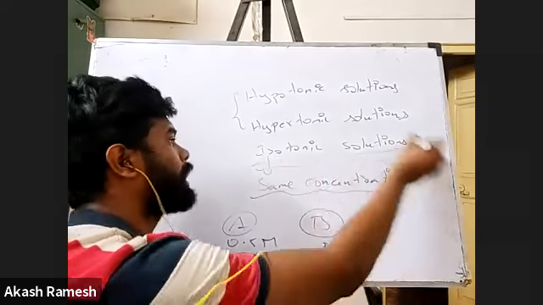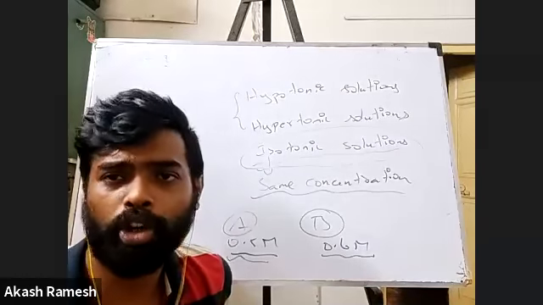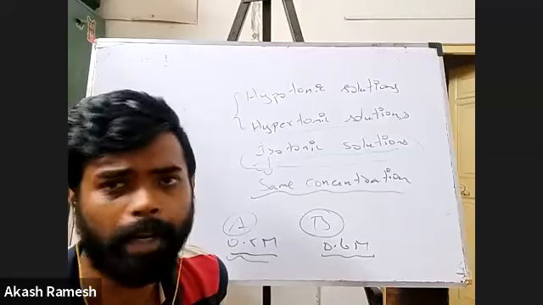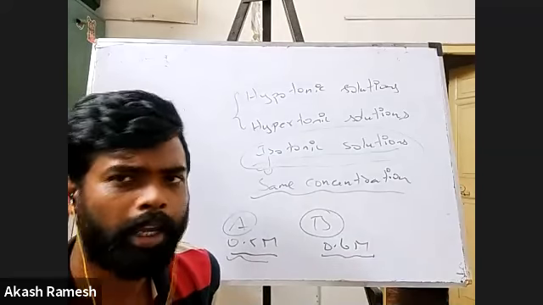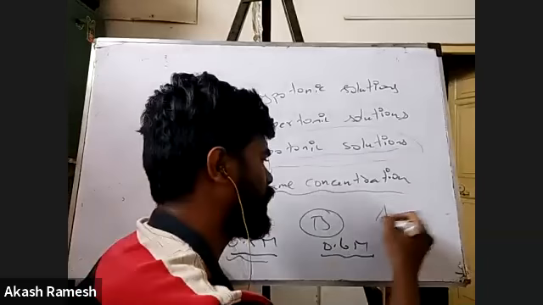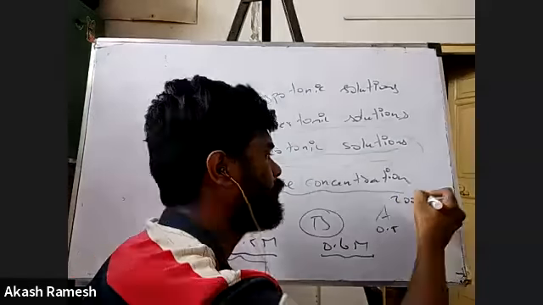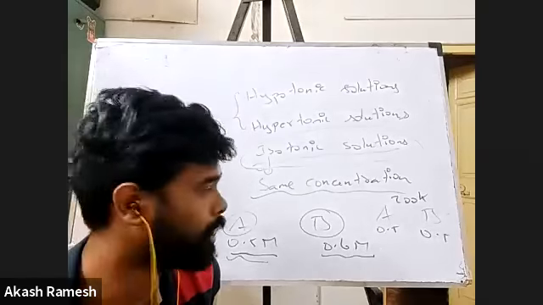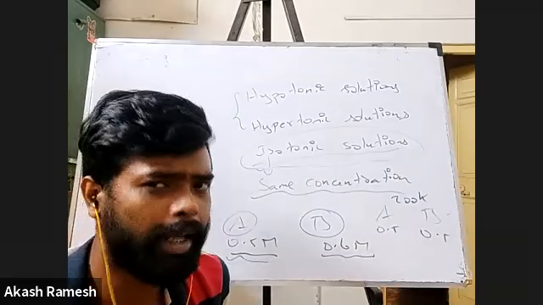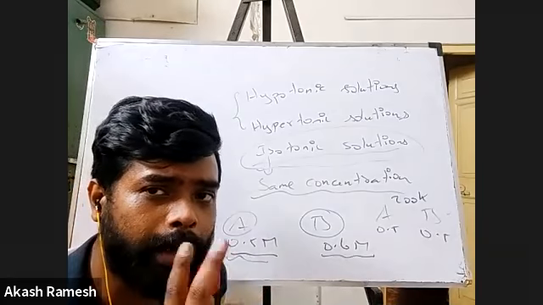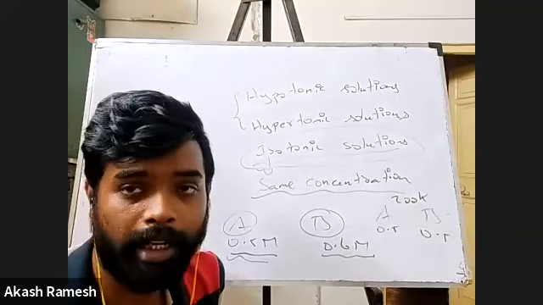Now, one more thing. When I talk about isotonic solutions, when I tell you that there are two solutions that are isotonic, that means I told you they're going to have the same molarity or the same concentration. Now, if I take two solutions, A and B, both having 0.5 and 0.5, at say 200 Kelvin, both are at 200 Kelvin. Can I tell that the osmotic pressure of both these solutions will be the same?